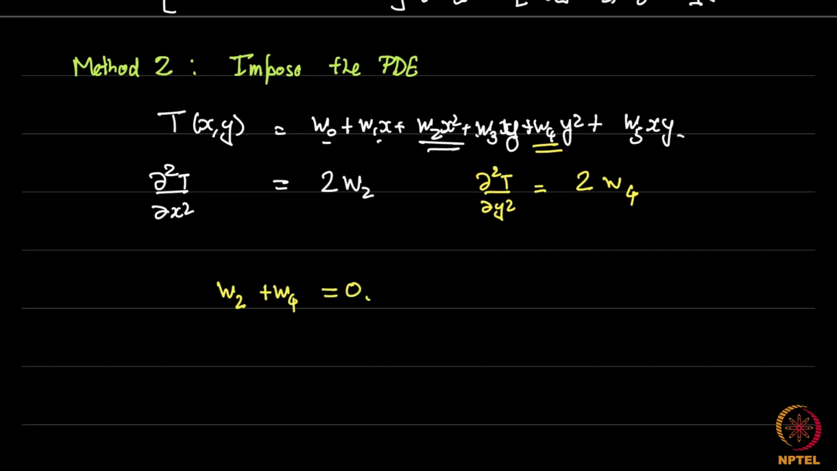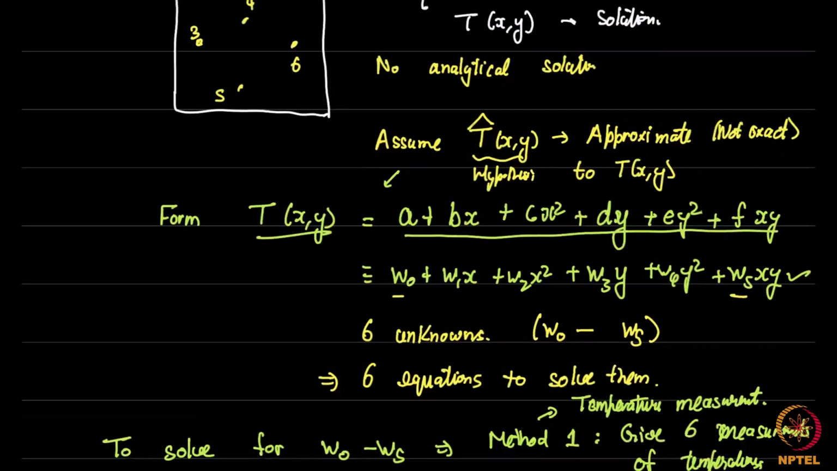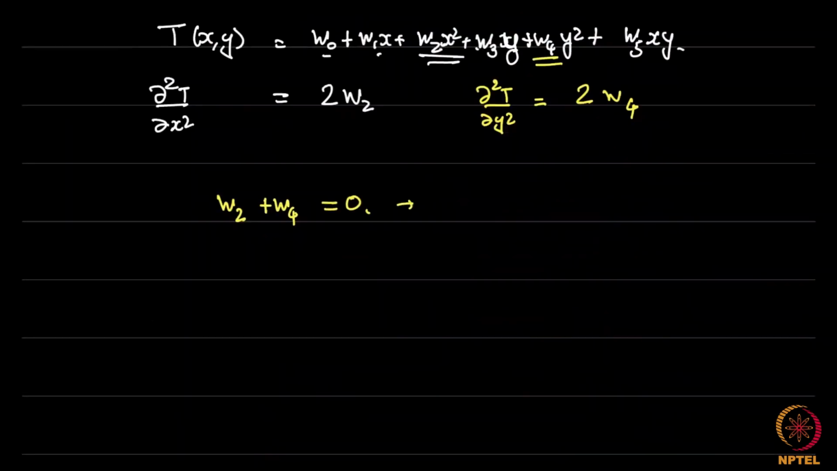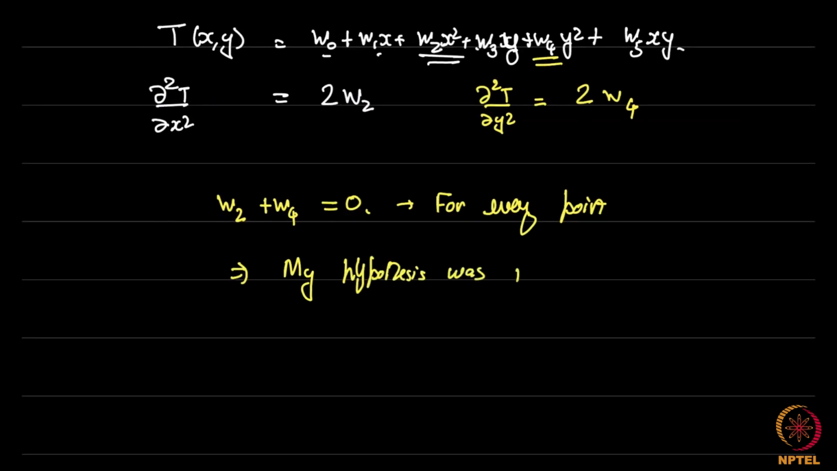Now, unfortunately, for the function that I took, okay, for del square T del x square plus del square T del y square equal to 0, I will get this value for every point. This will tell me that my hypothesis was not complex enough or complicated enough. So I can modify my hypothesis. So let me use a simpler function.